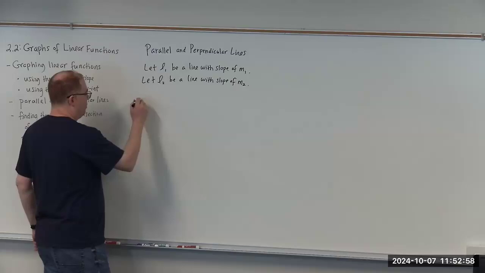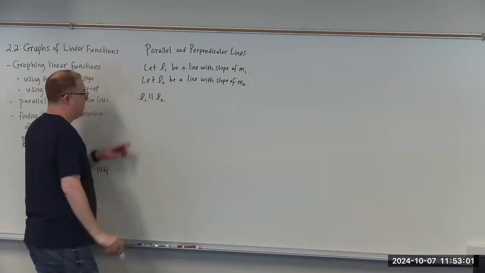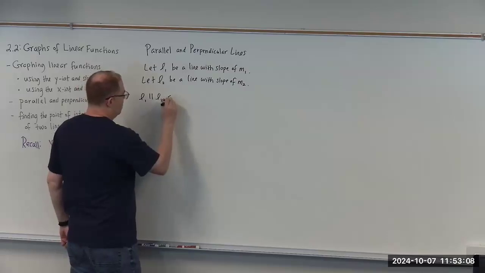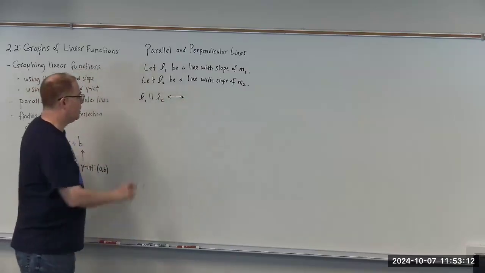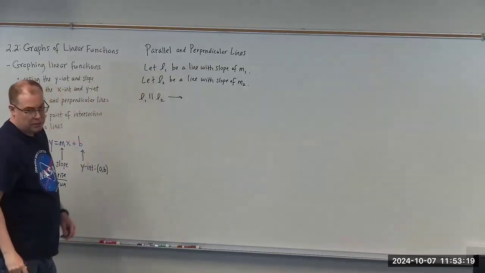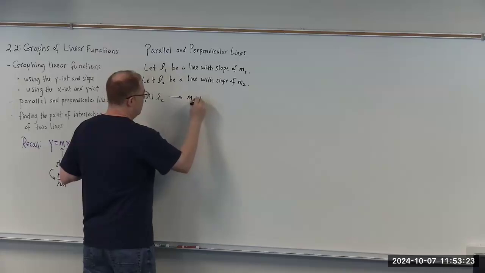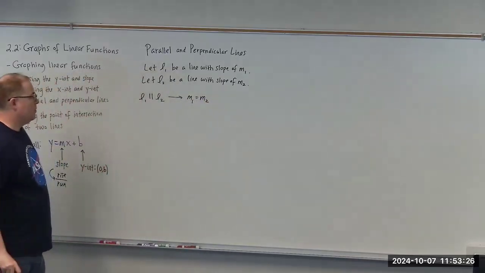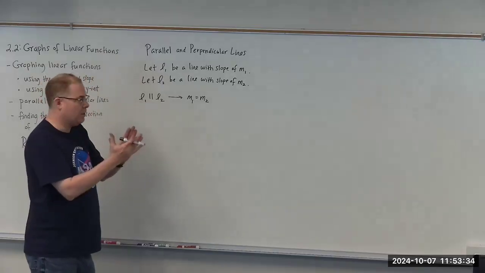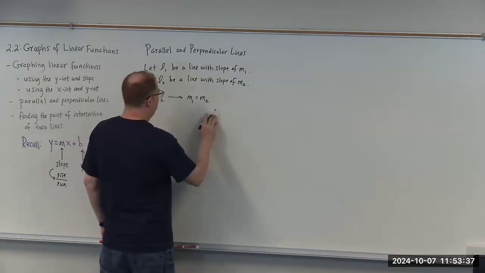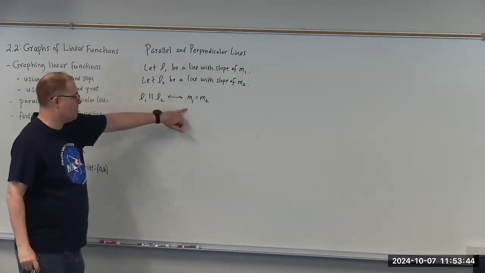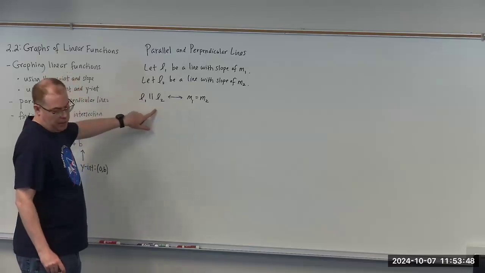All right, here's the condition for two lines to be parallel. If L1 is parallel to L2, then this implies that the two slopes are equal, provided that these are not vertical lines, because as you know, vertical lines have undefined slope. This works both ways. If the two lines are parallel, their slopes are the same. If the two slopes are the same, they're parallel.